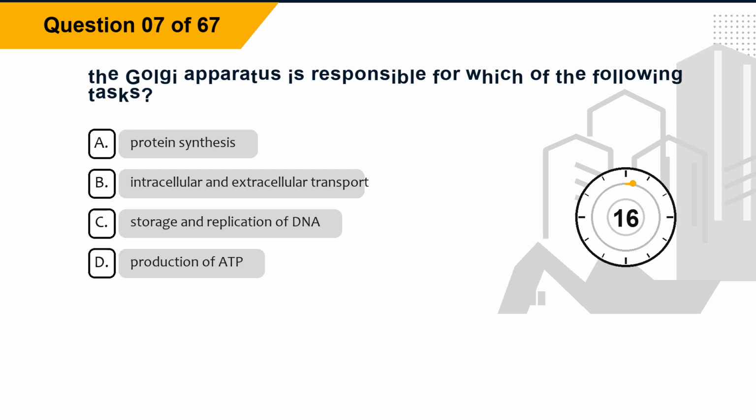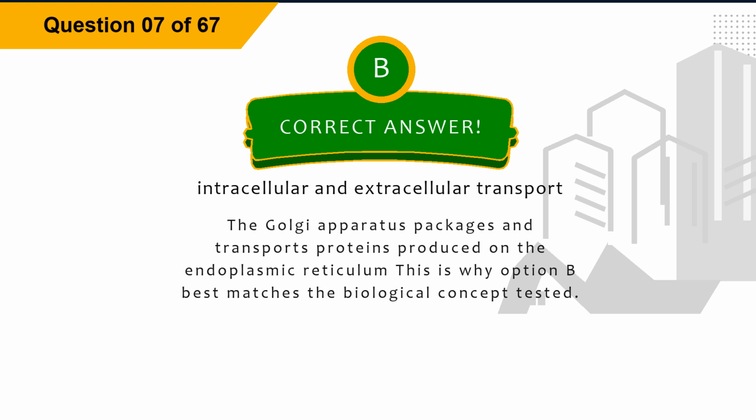Question 7. The Golgi apparatus is responsible for which of the following tasks? Option A, protein synthesis. Option B, intracellular and extracellular transport. Option C, storage and replication of DNA. Option D, production of ADP. The correct answer is option B, intracellular and extracellular transport. Explanation. The Golgi apparatus packages and transports proteins produced on the endoplasmic reticulum. This is why option B best matches the biological concept tested.